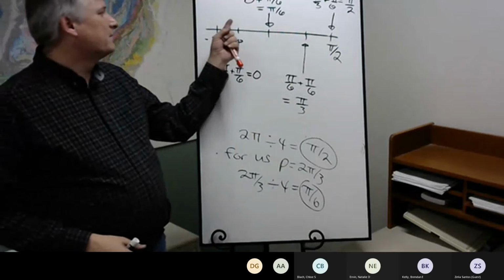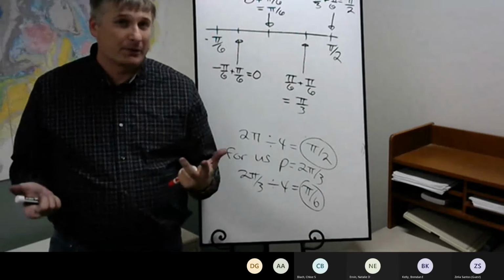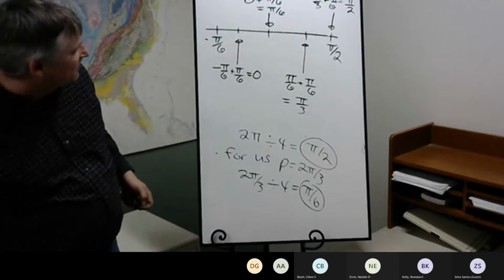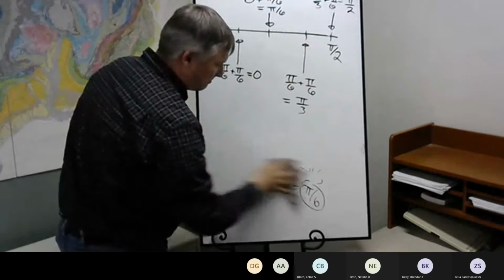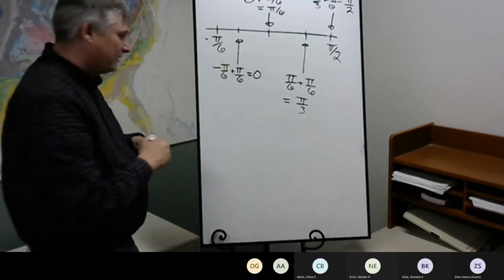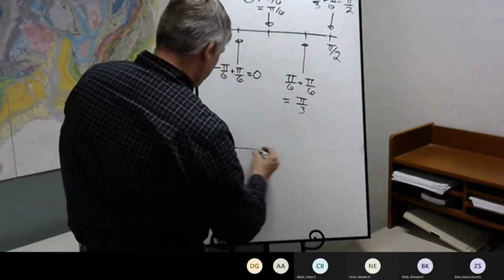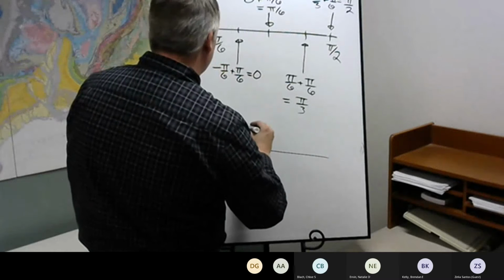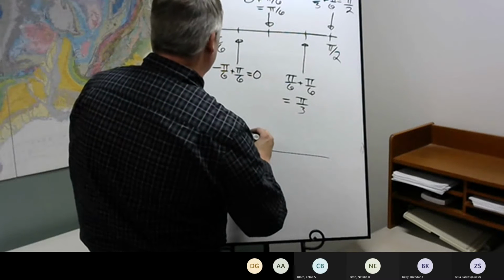So once we figure out the width of the gaps between the critical points for a sine function, it's relatively easier to come up with our base sine. So let's see here.